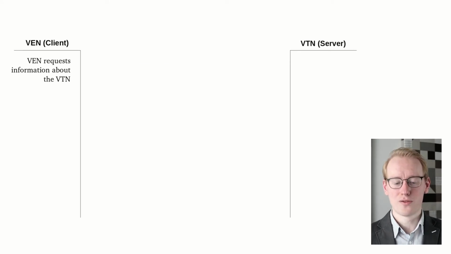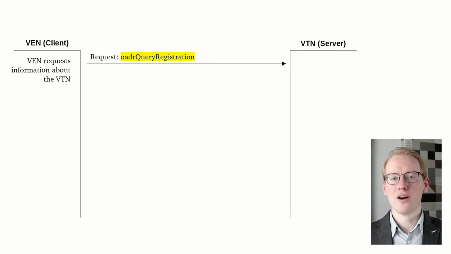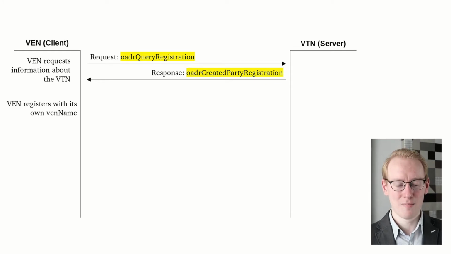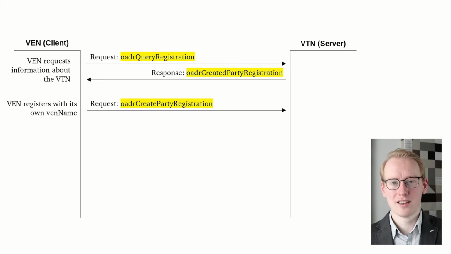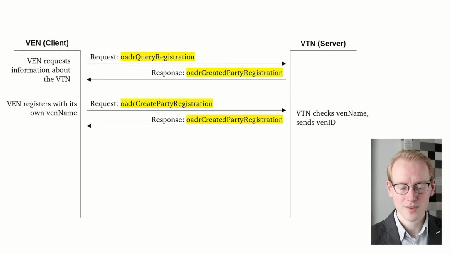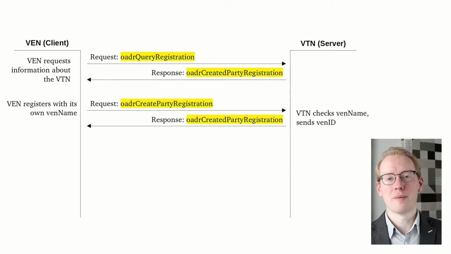The VEN will first do an oadrQueryRegistration, which asks the VTN which protocols it supports and some other meta information. And the VTN will reply with an oadrCreatedPartyRegistration message that tells you all about the VTN. Then it decides to register to this VTN with the VEN name. The VTN will check it and do some validation and authentication, and it will give you a unique VEN ID and a registration ID. Now, you don't need to remember those IDs. Those are remembered by OpenLEADER, and they are incorporated into all of the messages that you send out.